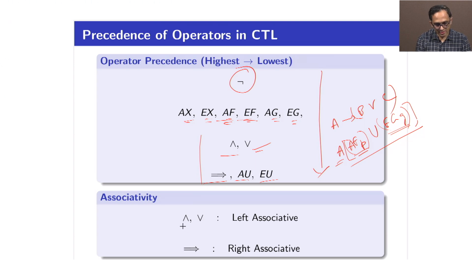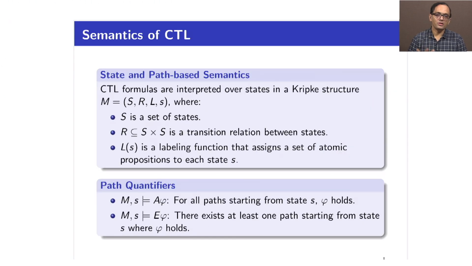And you also have to remember the associativity. If you write A and B or C, it is left associative. And if you write A implies B implies C, it is right associative, it means this. You have to just remember this, but I strongly suggest you to parenthesize, so that you do not rely on the tool.